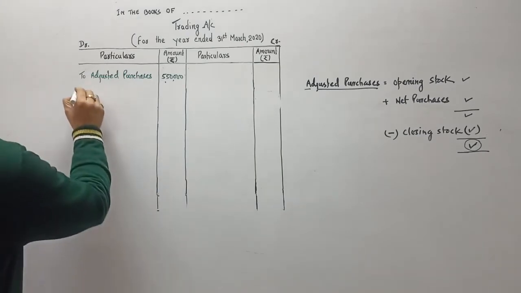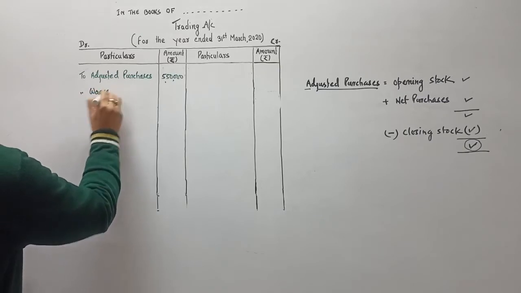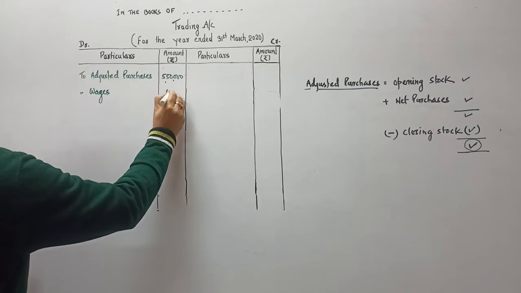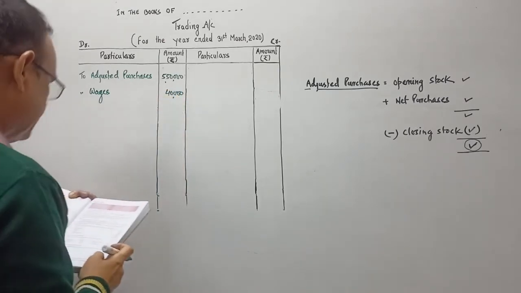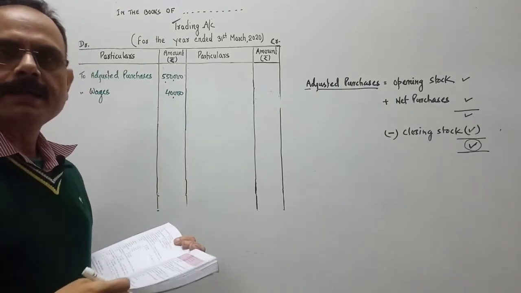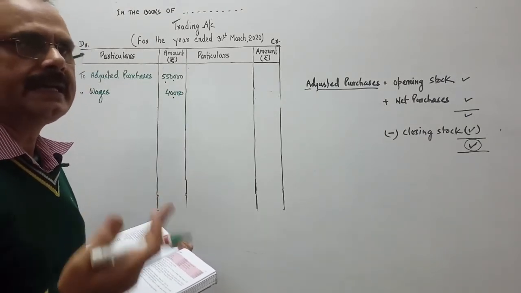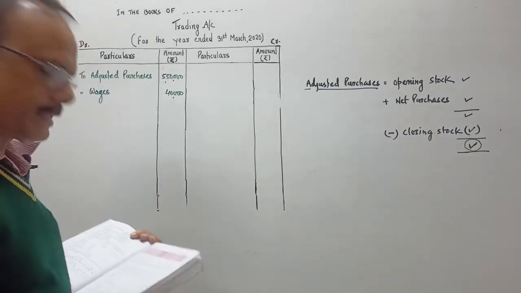So next is wages. You write the wages in the debit side. It's a direct expense. Wages is 40,000. So write the wages in the debit side. Next is salary. Salary is an indirect expense. Salary means it's an office salary. It's an indirect expense, so that will be reflected in the profit and loss account.